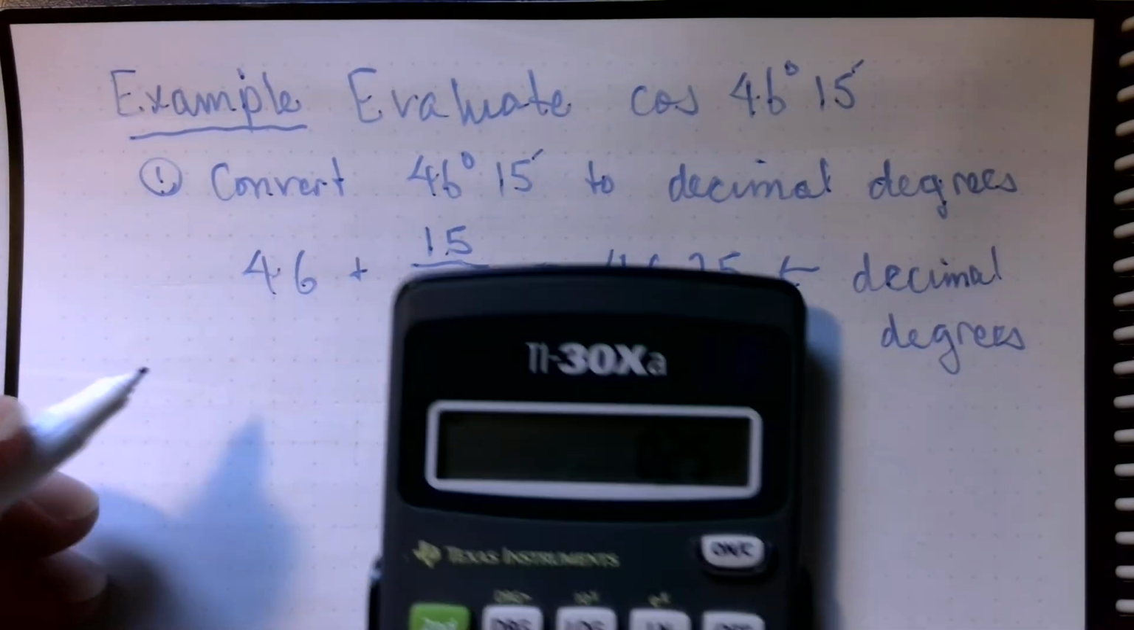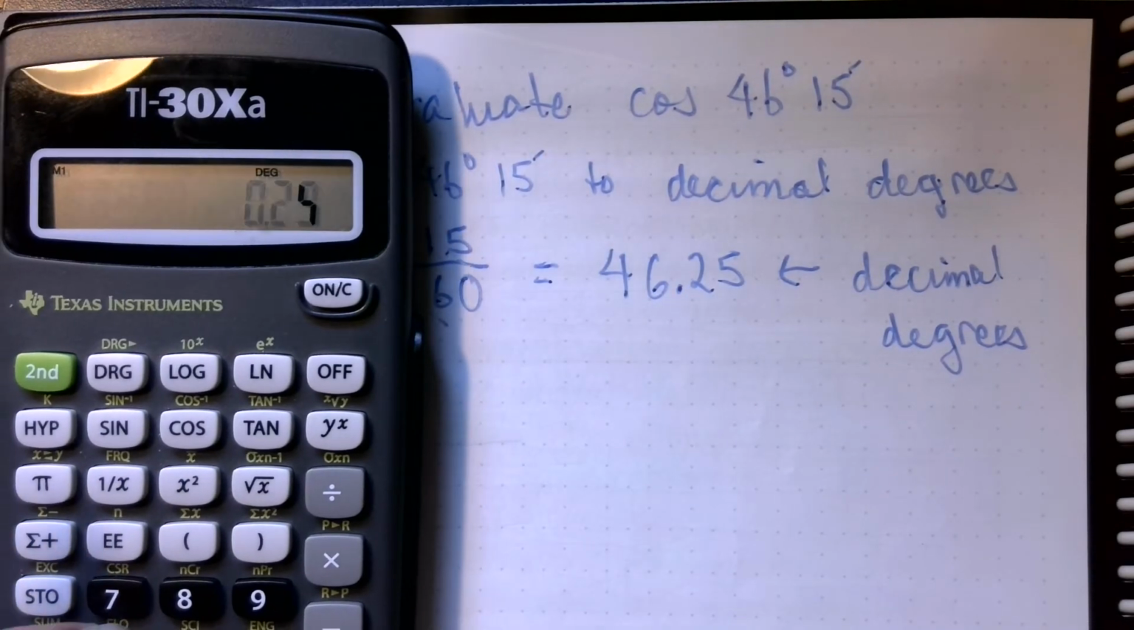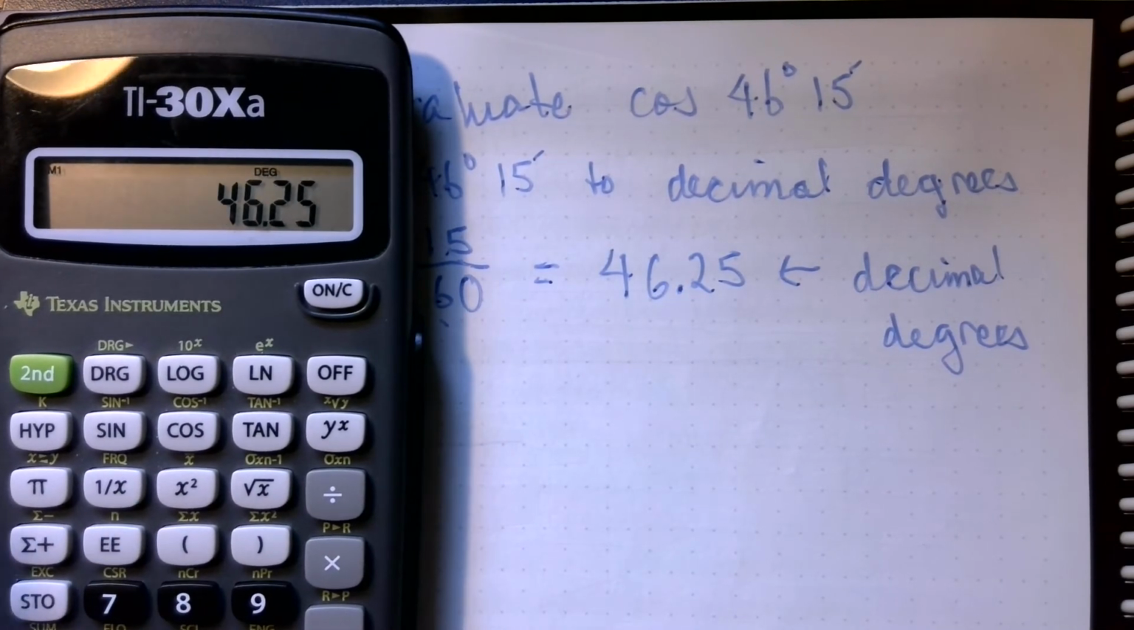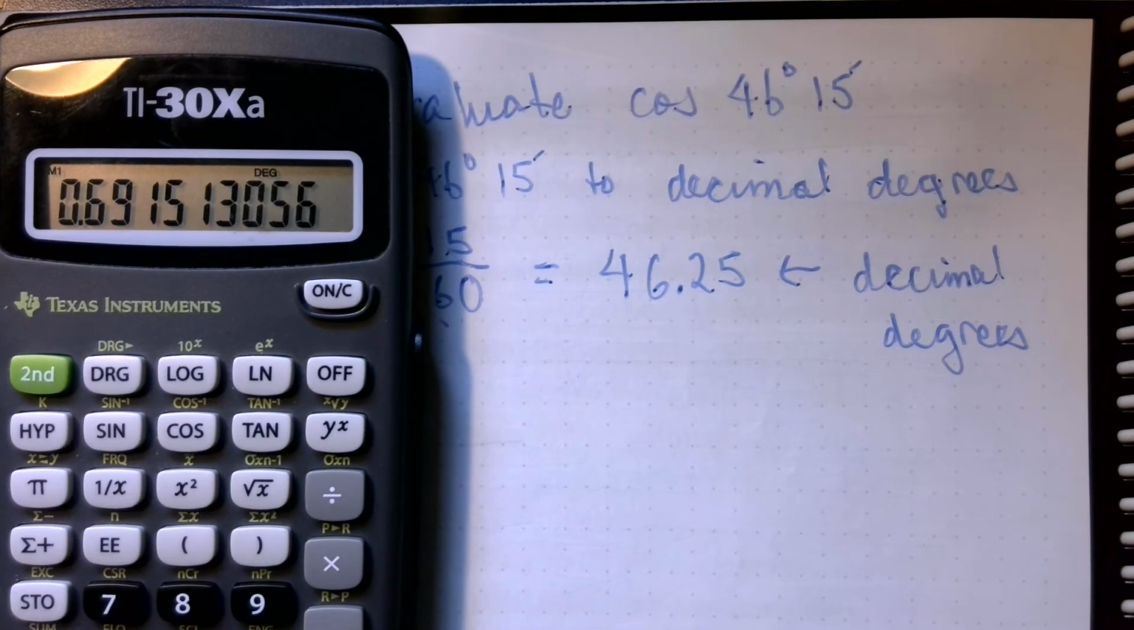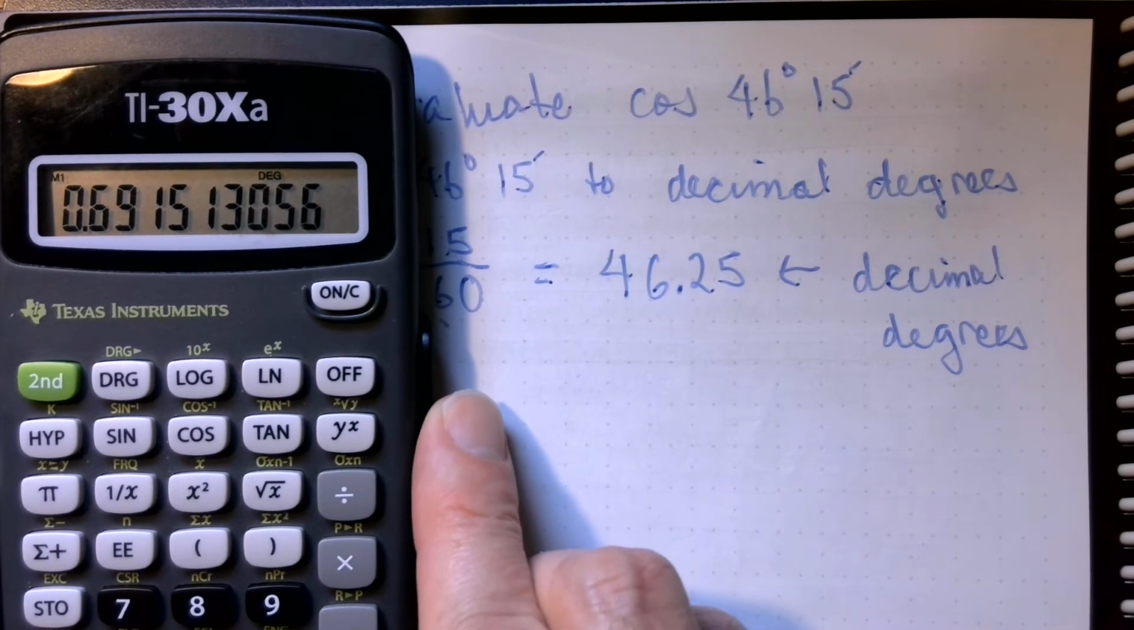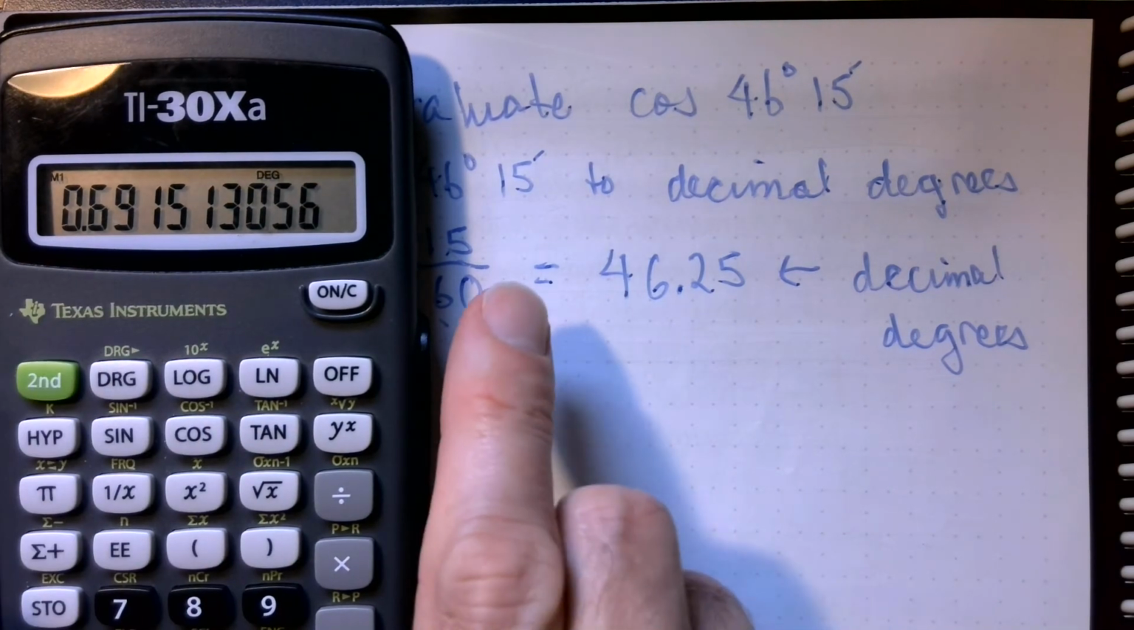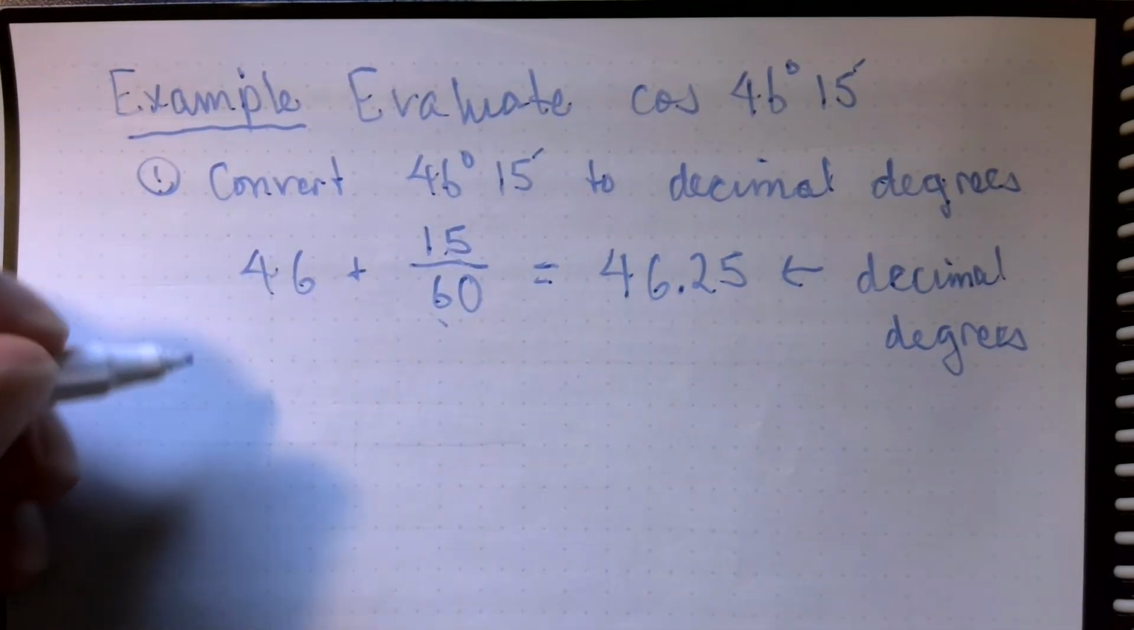All right, and then once we've got that, I'll take 46.25, and then I'll hit the cosine button on my calculator. So cosine of 46 degrees 15 minutes is approximately 0.692.